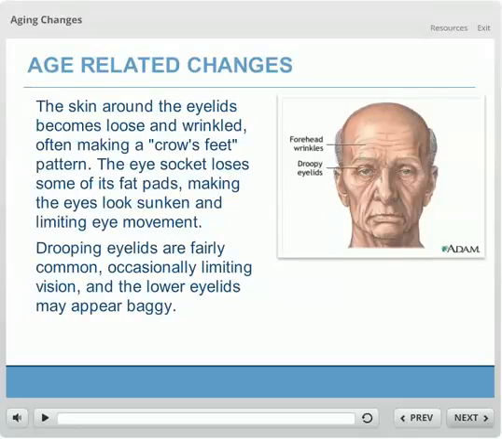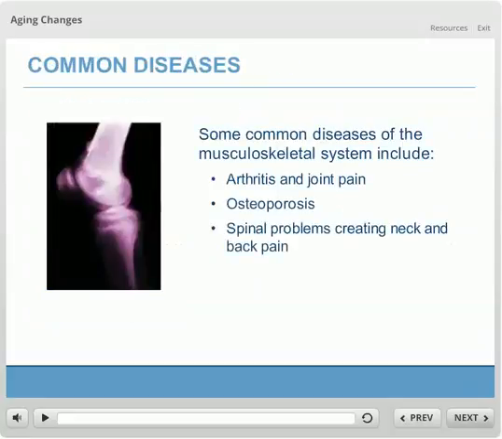The skin around the eyelids becomes loose and wrinkled, often making a crow's feet pattern. The eye socket loses some of its fat pads, making the eyes look sunken and limiting eye movement. Drooping eyelids are fairly common, occasionally limiting vision, and the lower eyelids may appear baggy. Common diseases. Some common diseases of the musculoskeletal system include arthritis and joint pain, osteoporosis, spinal problems creating neck and back pain.